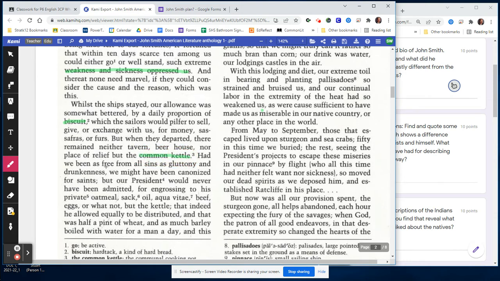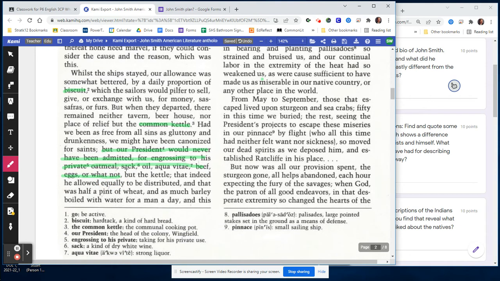Had we been as free from all sins as gluttony and drunkenness, we might have been canonized for saints, but our president would never have been admitted, for he, engrossing to his private oatmeal sack, oil, aquavitae, beef, eggs, or what not, but not the kettle. So apparently they ran out of food, the ship left, they were running out of food, and the president saved some food for himself and didn't put any into the kettle.